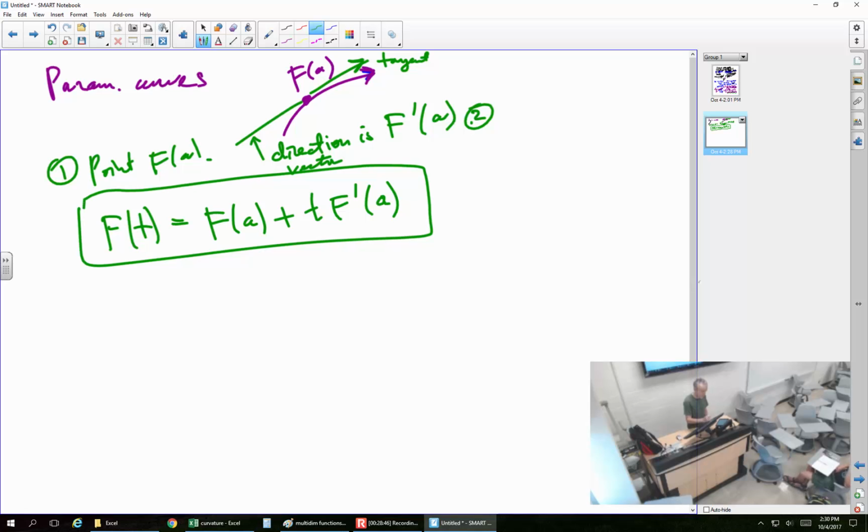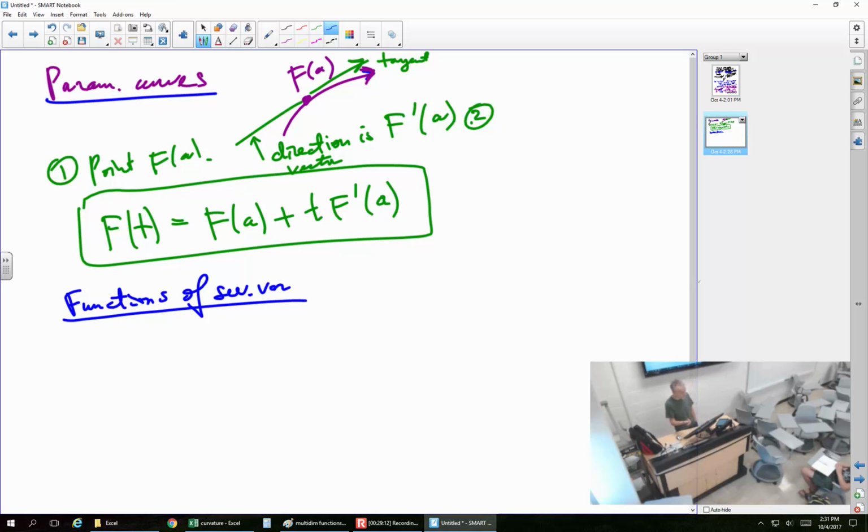This is pretty much the core of the theory of parametric curves, or differential calculus of parametric curves: where the tangent line is, which way it goes. Now we are switching from parametric curves to functions of several variables. It's really not that different, but we have to develop it slowly. It is going to be a surface.